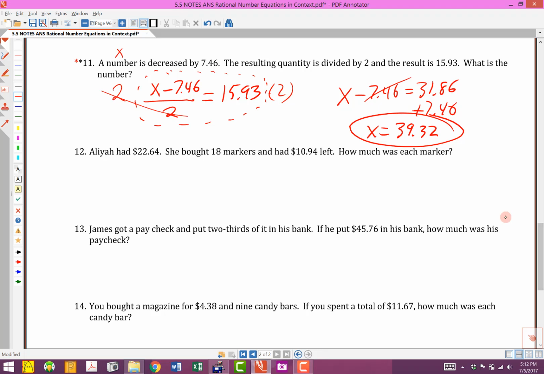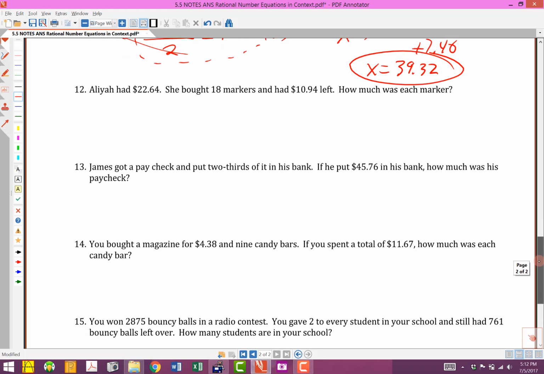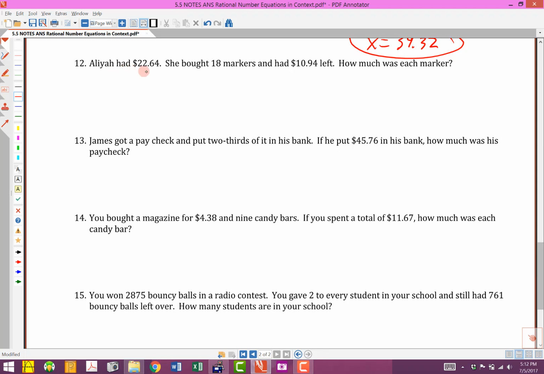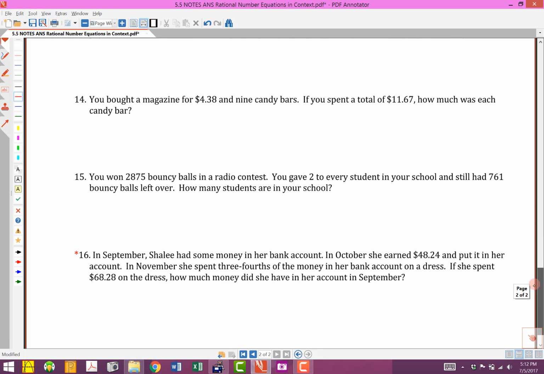Okay. The next couple of problems, you'll notice that they're more story problems. These were kind of just translating sentences into equations. These we've got to think about what goes on here. So Ali had $22.64. She bought 18 markers and had $10.94 left. How much was each marker? So we've got to think about how to do those.